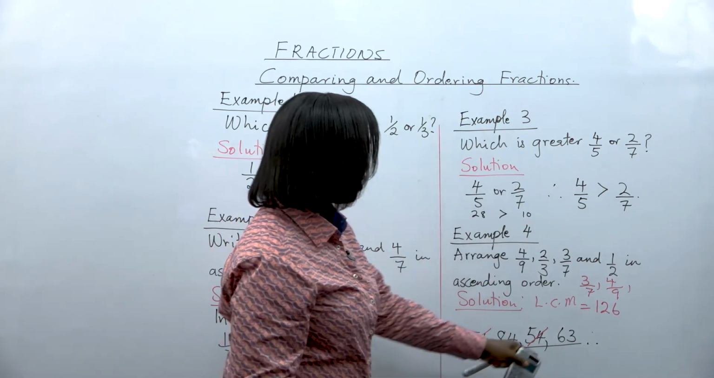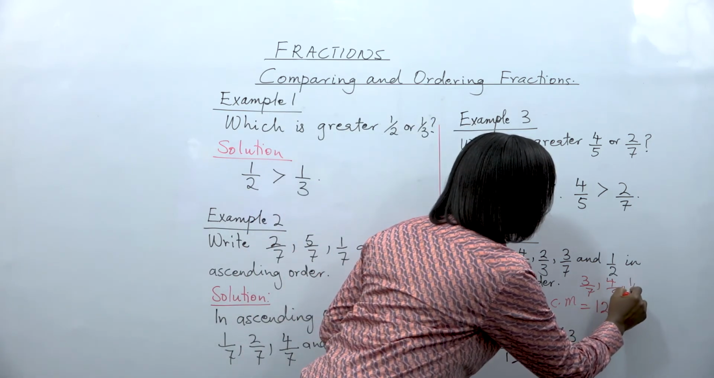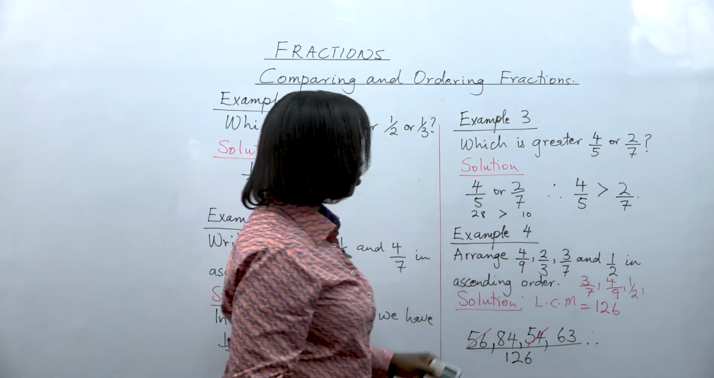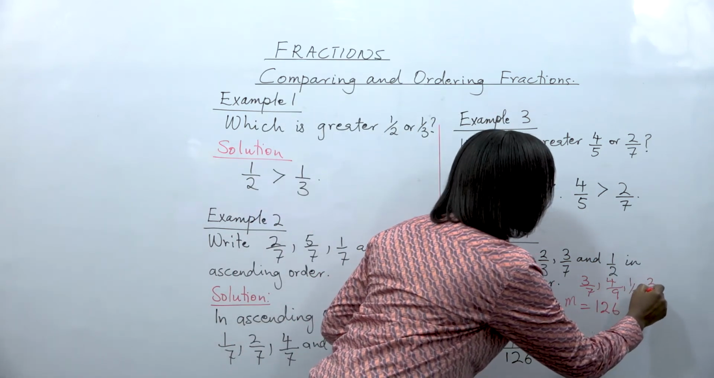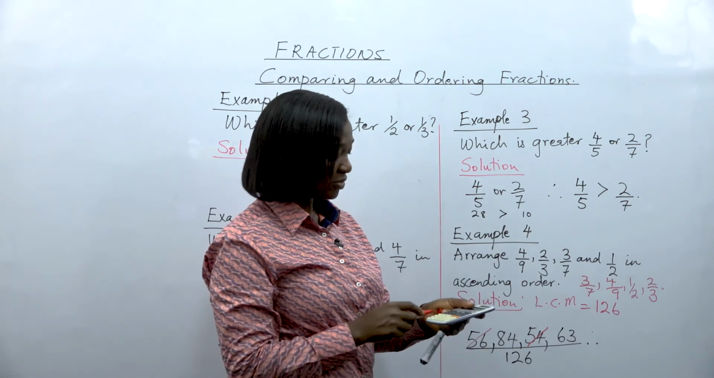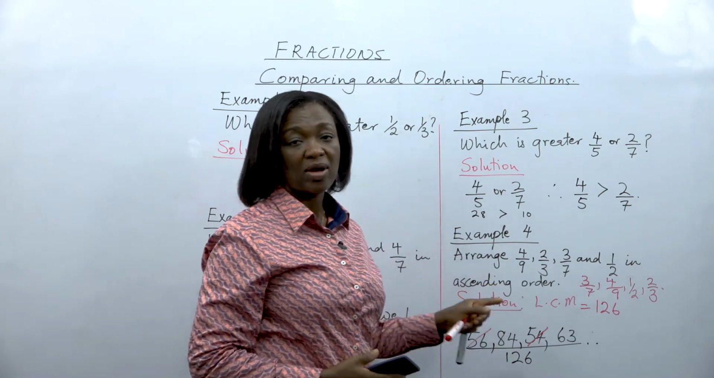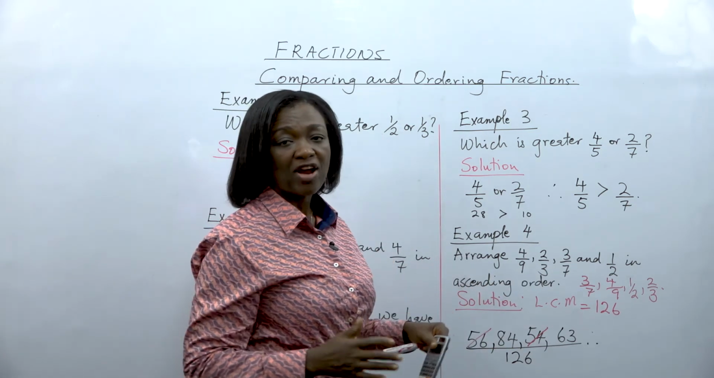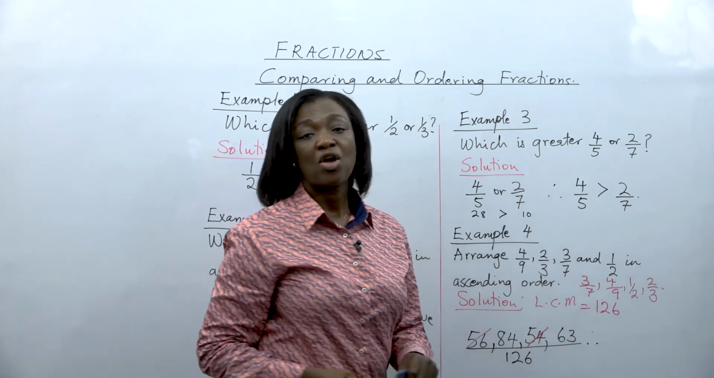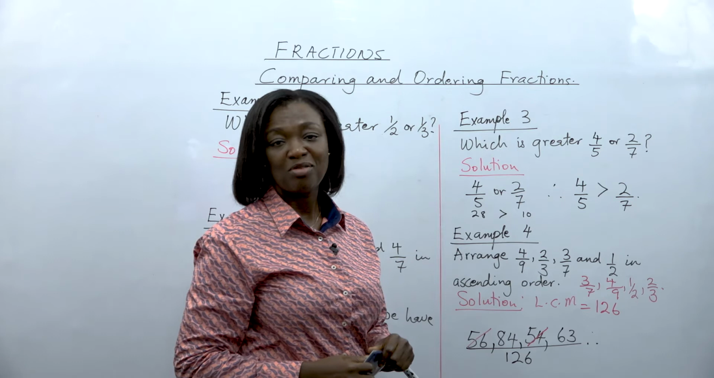The next is 63 over 126, and that is a half. And the last one is 84 over 126, and that is 2/3. So that's the order in ascending order. So to be able to compare the fractions, you must find a common denominator, the lowest common denominator. You express all the fractions with that denominator, and then you can compare. Very easy. Try some more from Brilliant Maths Module 2.